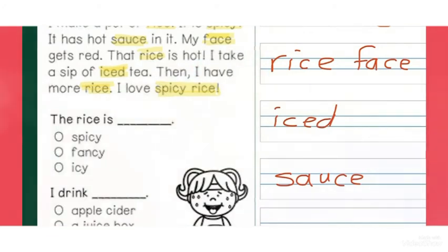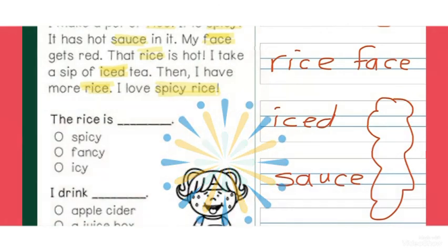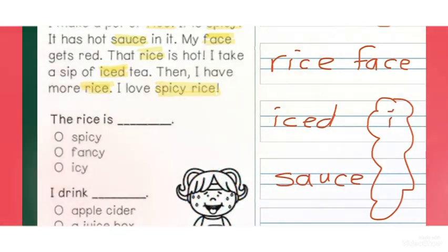Why here soft C? Because it's followed by the letter Y. Why here soft C? Because it's followed by the letter E. Why here soft C? Because it is followed by the letter E. And here it's soft C because it is followed by the letter E. So we pronounce the letter C as soft C when the letter is followed by I, E, and Y. Very good.